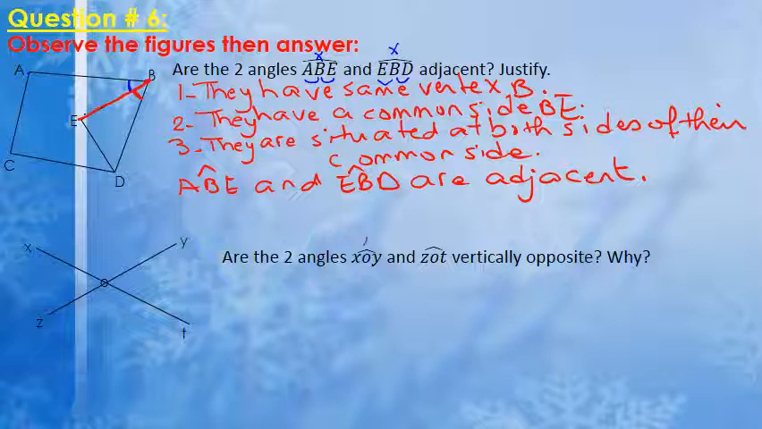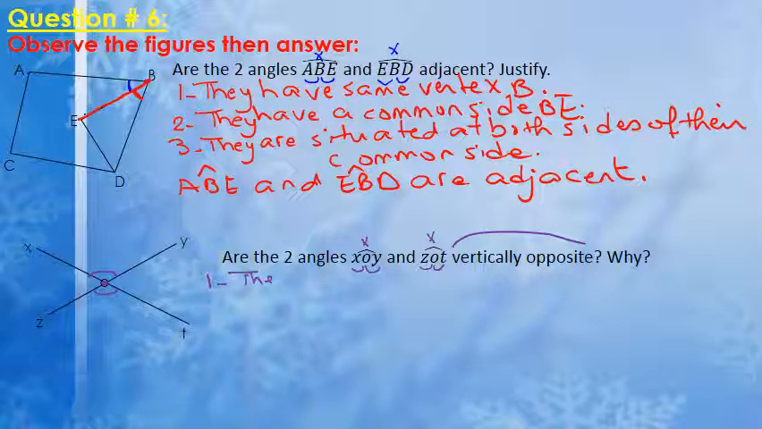Now, in the second figure, we should see if the two angles are vertically opposite angles. Here the vertex is O, the first side is OX, the second OY. The vertex is O, the first side is OZ, the second side is OT. Let's mark the angles: this is angle XOY, and this is angle ZOT. We can see that these two angles are vertically opposite, but we have to follow the conditions. For vertically opposite angles, we have two conditions. Condition number one, do they have the same vertex? Yes, the same vertex is O.